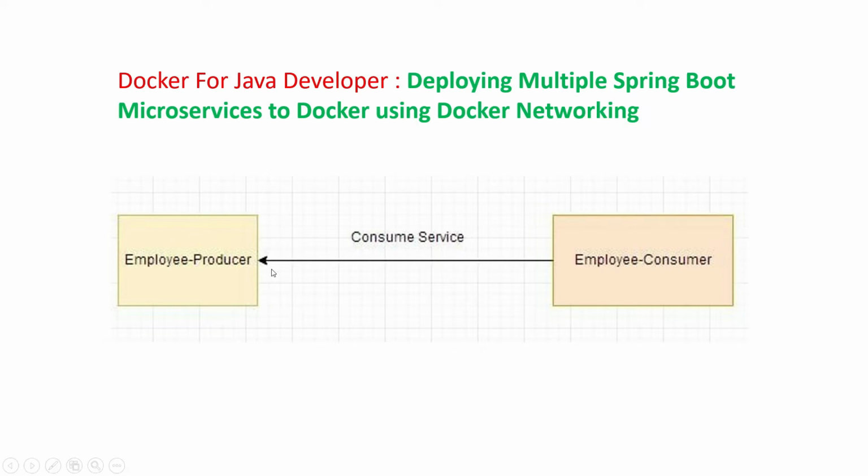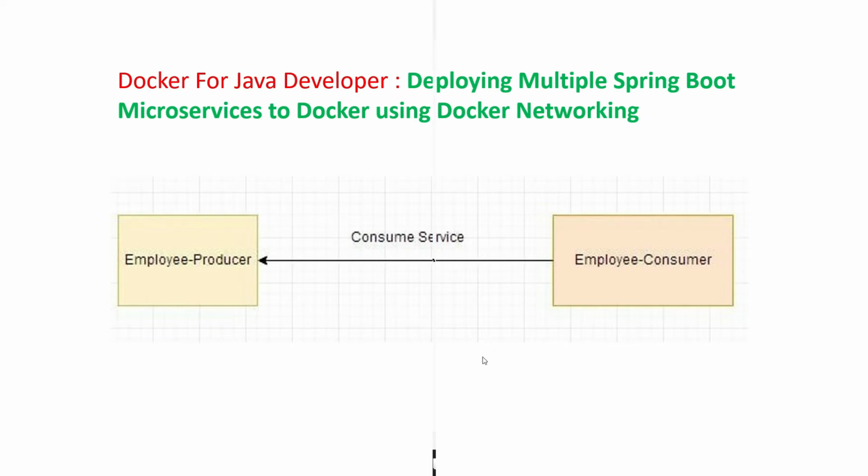Suppose the requirement is such that we may need to deploy multiple microservices onto Docker containers. For example, we have two microservices, employee producer and employee consumer. As the name suggests, employee producer exposes the REST API which will be consumed by employee consumer. But Docker has been designed in such a way that it should have only one single service running. So we will be deploying these two microservices on two different containers and have them interact with each other.